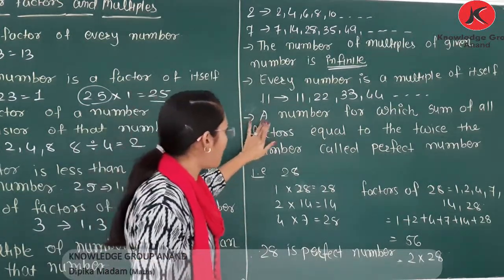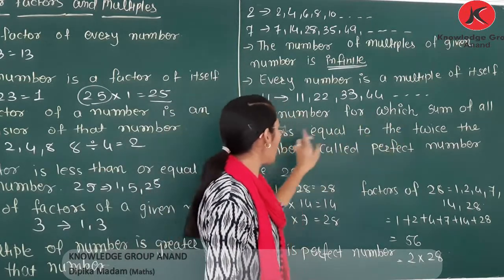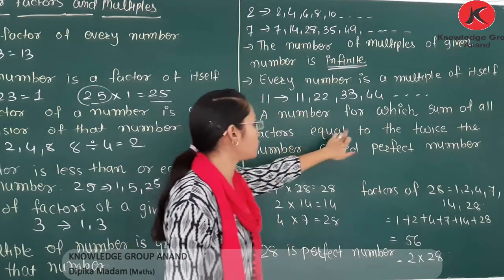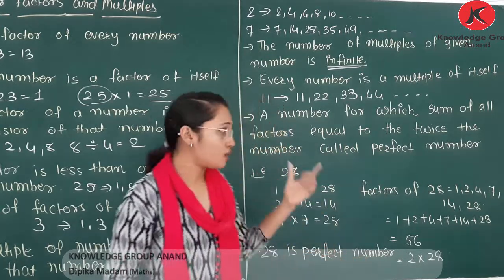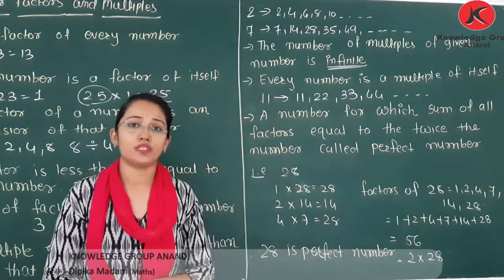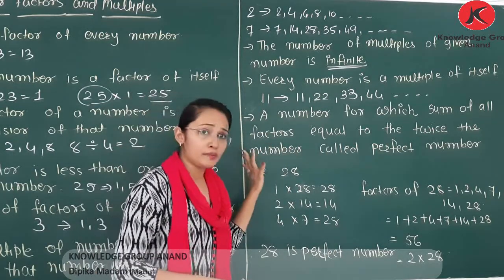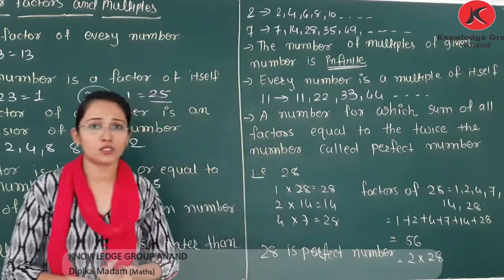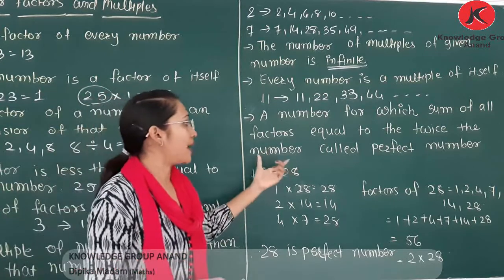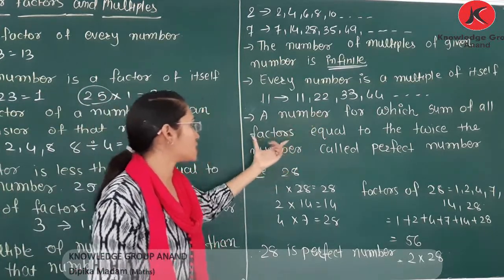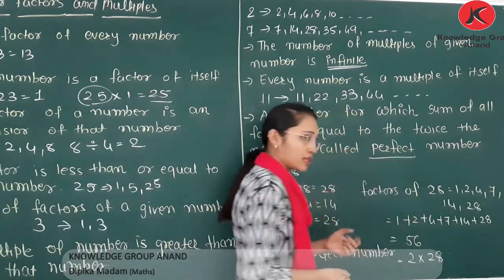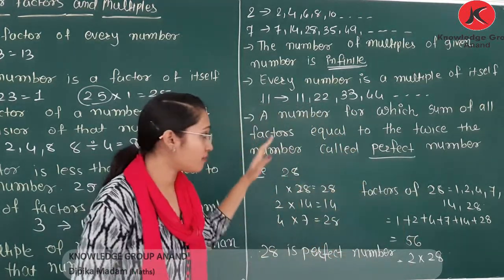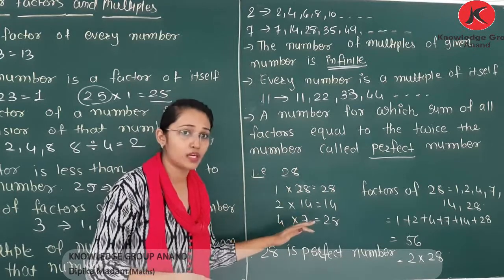Next is a number for which the sum of all factors is equal to twice that number, called a perfect number. Now this can be asked as a blank or an MCQ. In an MCQ it can be asked which of the following is a perfect number, or in a blank it can be asked: the number for which the sum of factors equals twice that number is called a blank number, that is a perfect number. So we will understand this statement with an example.